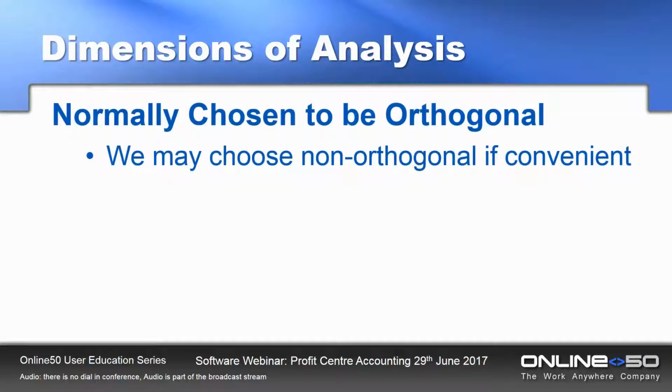Sometimes we may choose to use dimensions that are not orthogonal. So in our example, we might choose to record both the website and the group against the transaction, but we shouldn't need to. If we choose to do that, then we may have to take precautions to prevent the user entering the wrong combination. So if they record the website and the wrong group, we need to be able to spot that.